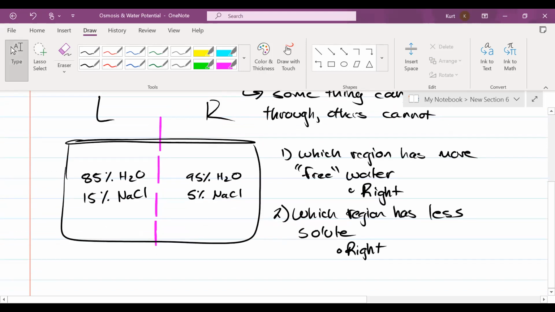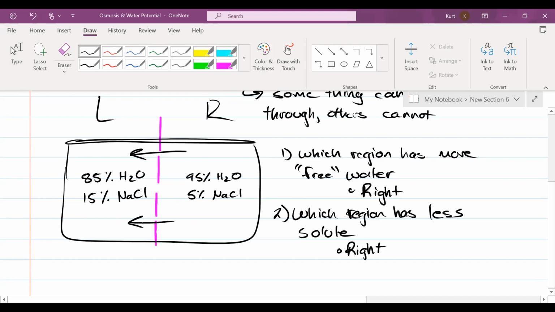Okay, basic laws of diffusion. Water diffuses across the membrane from high to low. Which way is water going to diffuse? Is it going to go from the higher concentration of water to the lesser concentration of water, or the opposite? High to low or low to high? High to low. So which way? Right to left or left to right? Right to left. From 95 to 85. When will the diffusion stop? When both sides are equal.